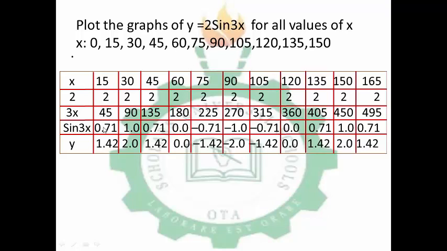That means these are sine 3x. So this is sine 3x. 2 multiplied by sine 3x will give us 1.42. 2 multiplied by the value we got here for sine 3x gives us 2. 2 multiplied by this gives us this. 2 multiplied by 0.0 gives us 0.0. 2 multiplied by minus 0.71 gives us this. And so on till we get to 2 multiplied by 1 for 450, and you have 2. And 2 multiplied by 0.71 for 495 is also giving you 1.42.